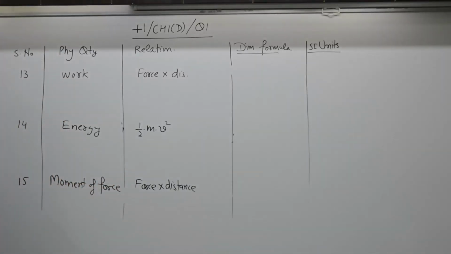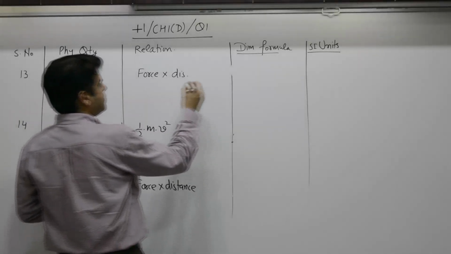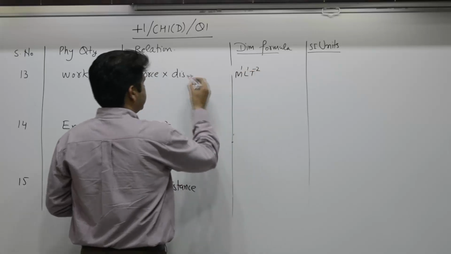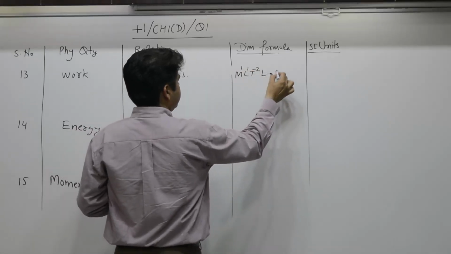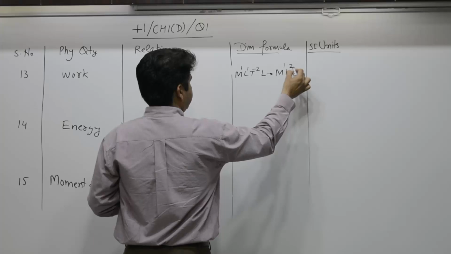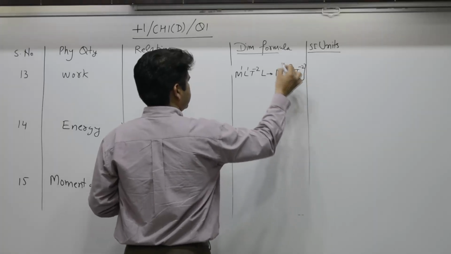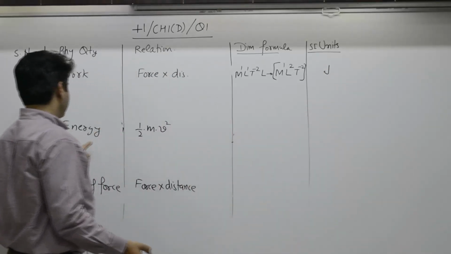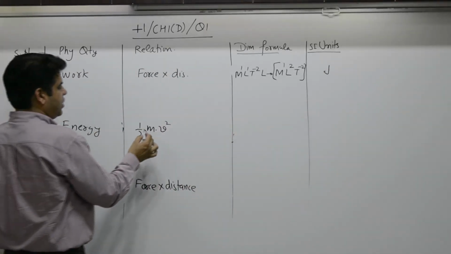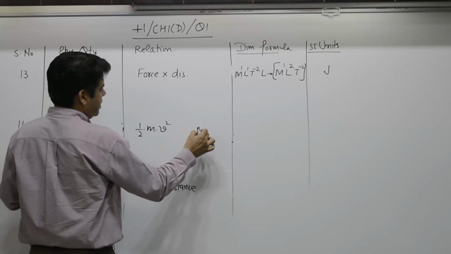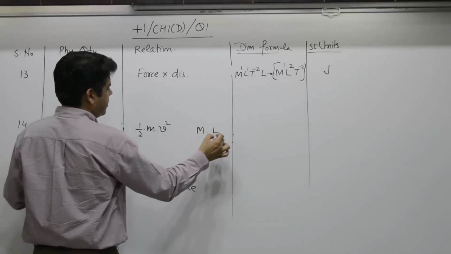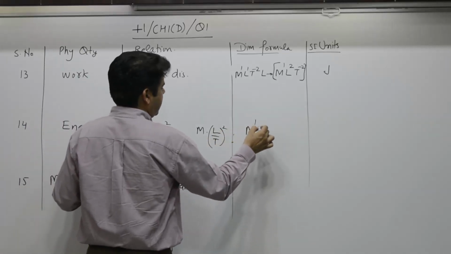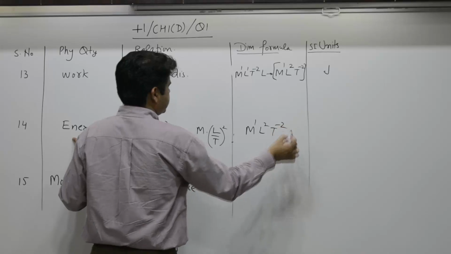Force is M1 L1 T minus 2. Distance L. So what you got is M1 L2 T minus 2. Units, joule. Energy, 1 by 2 mv square. M is mass, speed is length by time. M1 L2 T minus 2.